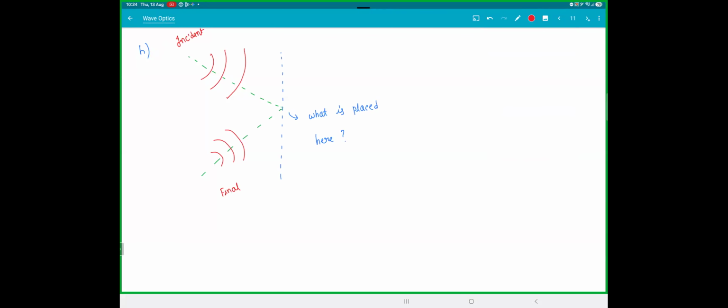Concave what? Right, Samit. Right, Arya.